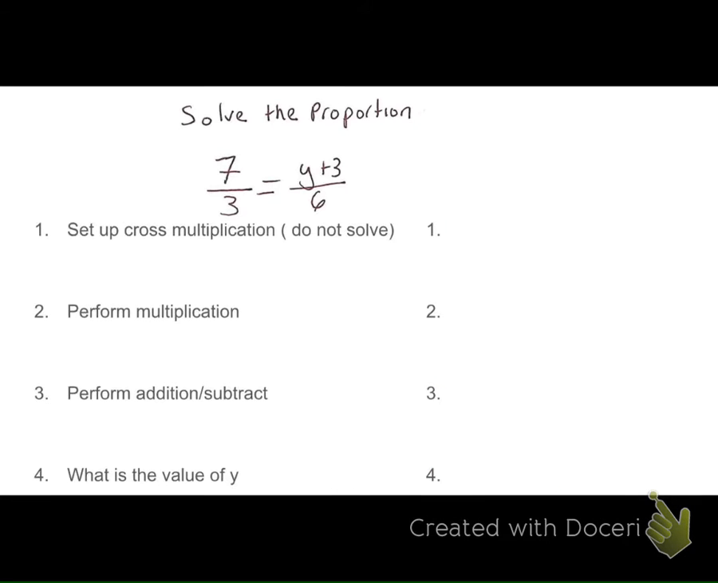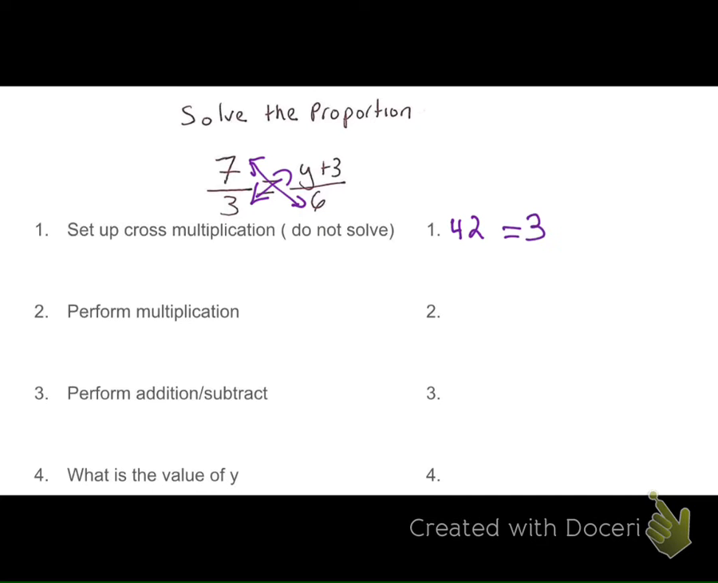Okay, so our first step here is to set up that cross multiplication. So you're going to go here, you cross multiply. I did this with my other class. I did it as those problems we started with. This is where they had their errors. So we know 7 times 6 is? 42.